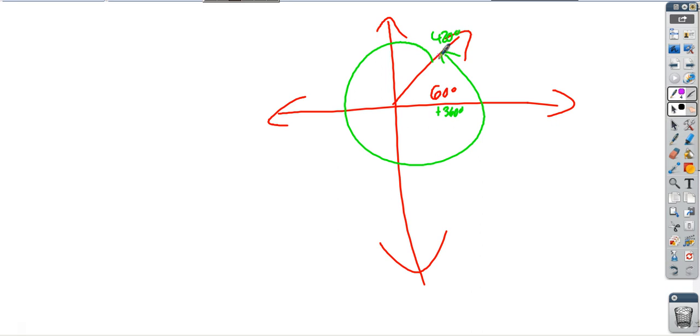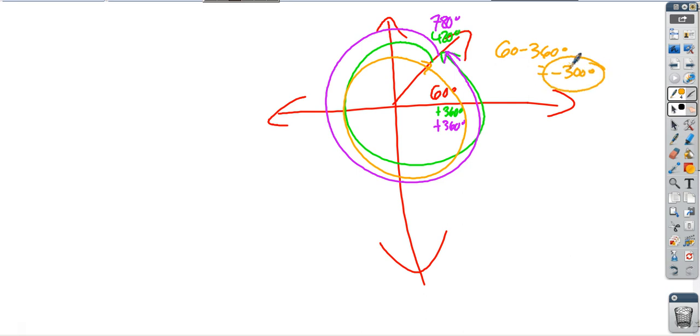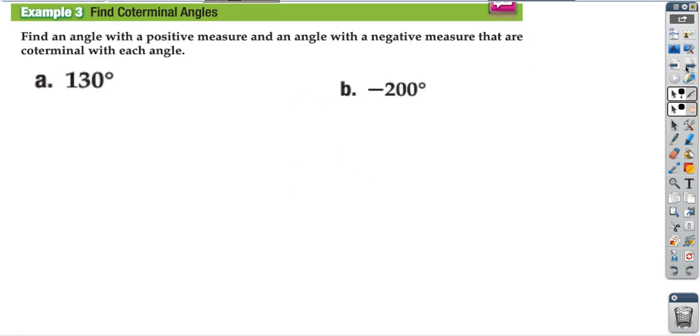You don't have to stop there, so let's go another 360. If I add another 360 to that, that's the same as a 780 degree angle, and that's also coterminal with 60. Suppose I had gone the other way, so suppose I start here and I go backwards 360. That's the same as 60 subtracted from 360, and that's equal to negative 300 degrees. So these are all coterminal angles. Actually, there's an infinite number of coterminal angles. How do you find coterminal angles? You find them by adding or subtracting 360 repeatedly.